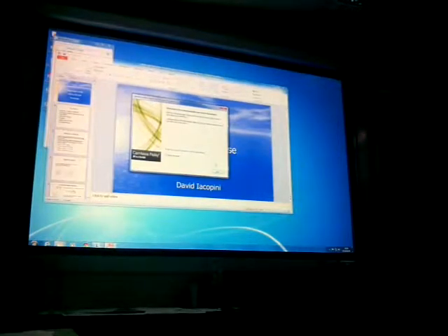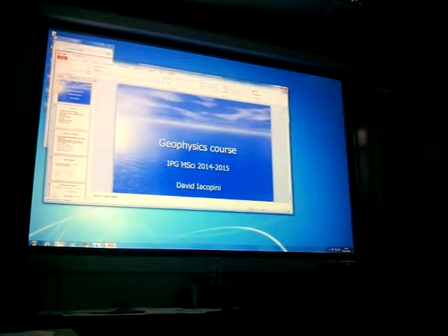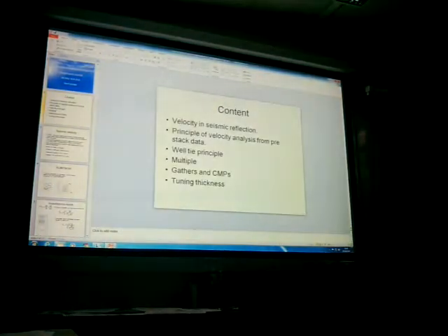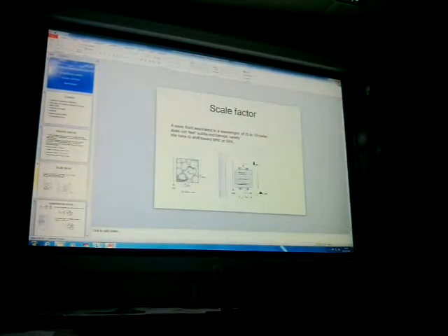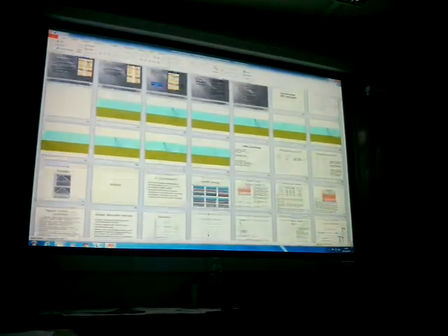Application of some of the concepts we have been playing with, with a more clear relationship to what you do as an interpreter. And one of those is using the velocity as a stack analysis velocity. Then the concept of multiples, and then the concept of tuning thickness.